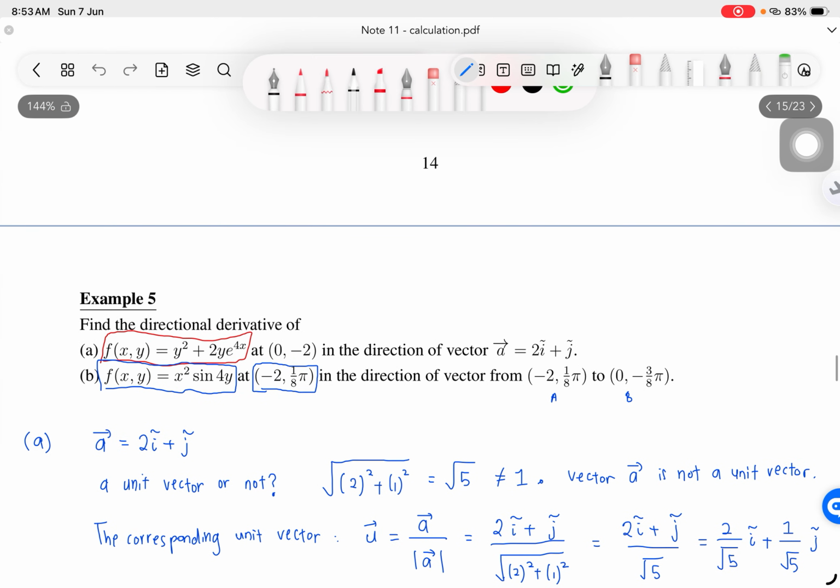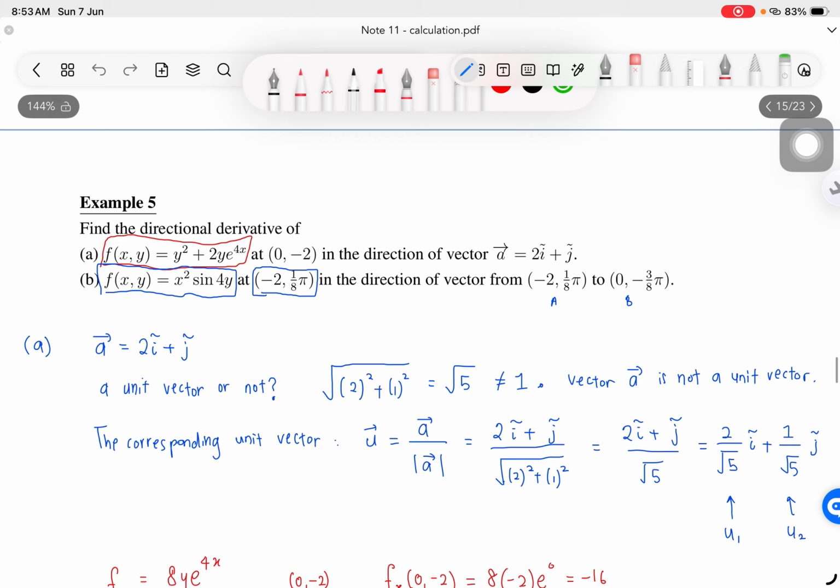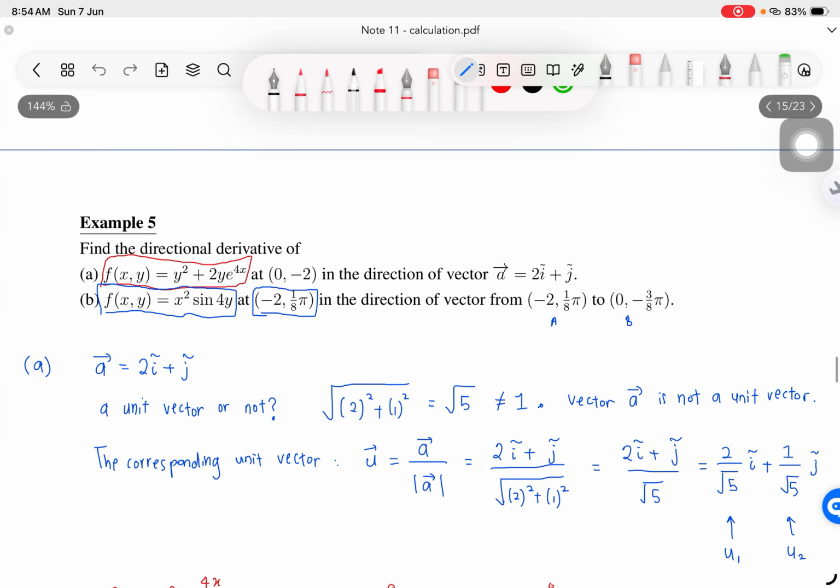Alright, so let's go to example 5. Find the directional derivative of f, given a function f(x,y) at the given point (0, negative 2), in the direction of vector a. So first things first, before you start answering this one, you need to check whether the vector a given here is a unit vector or not.